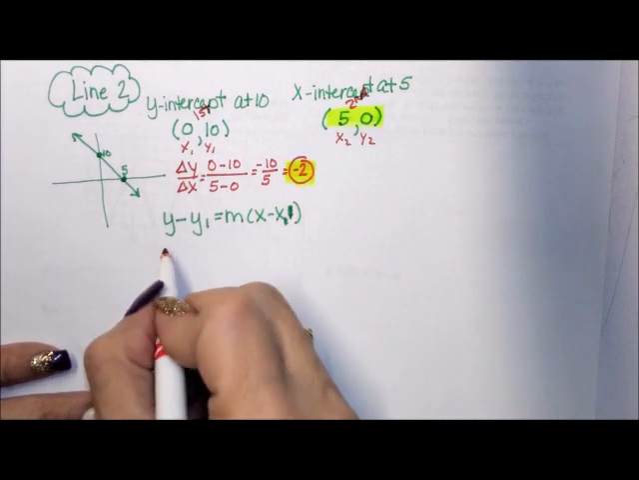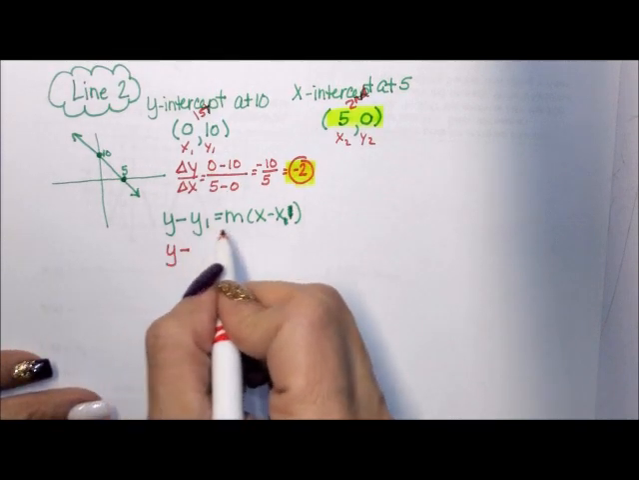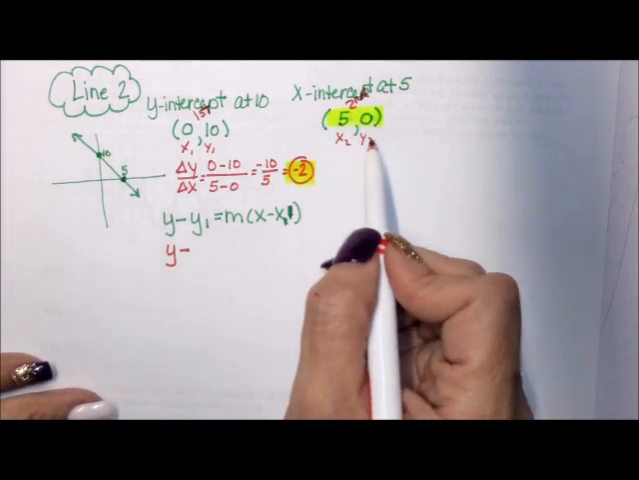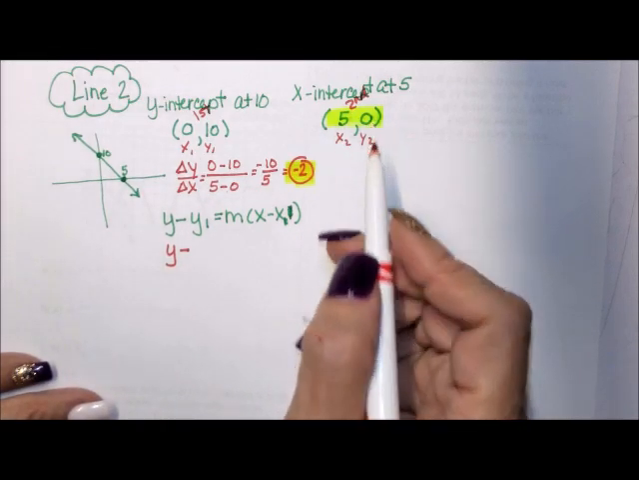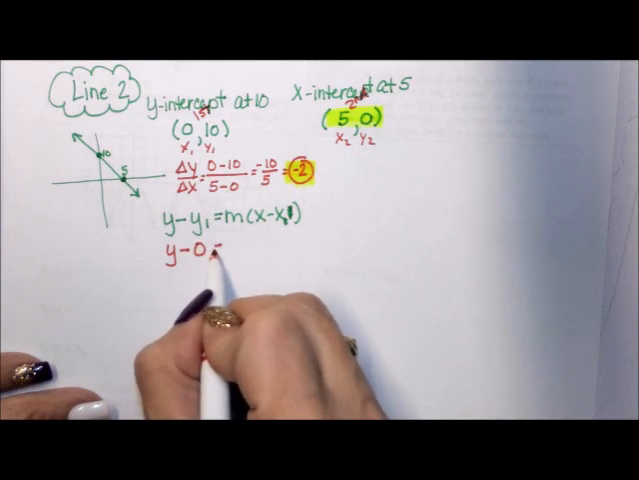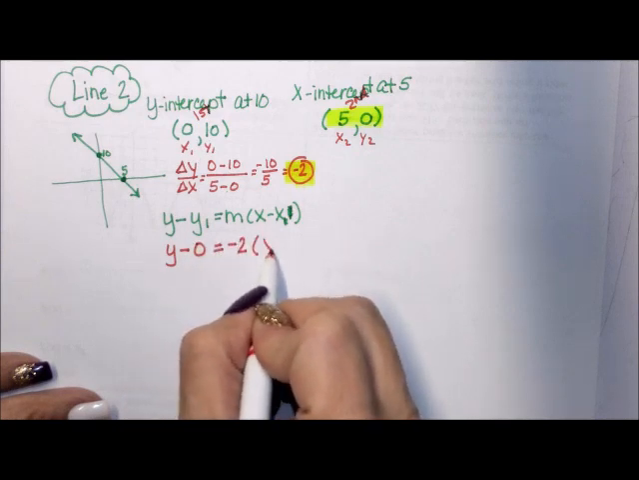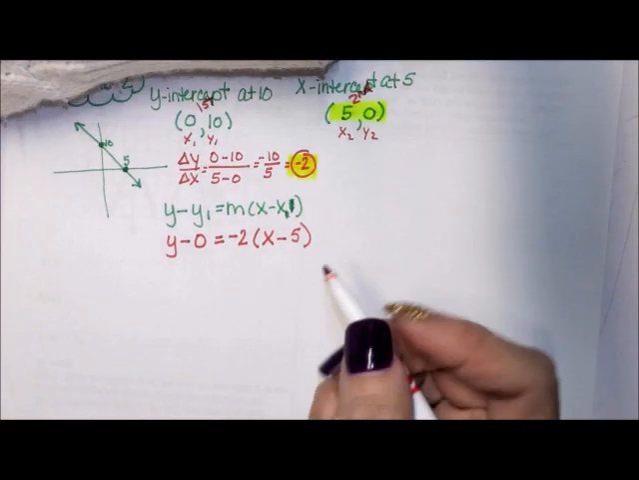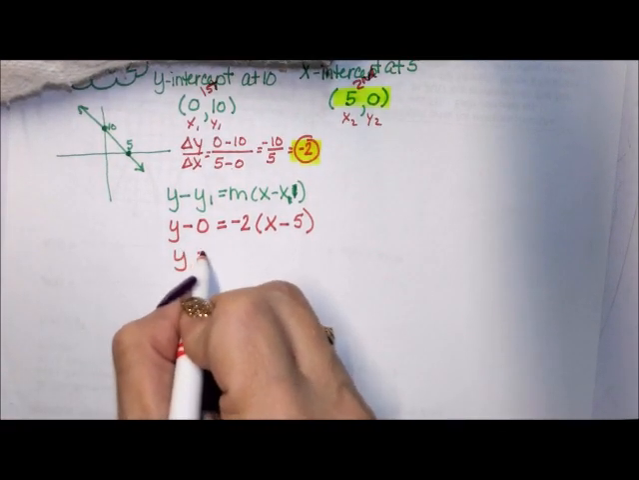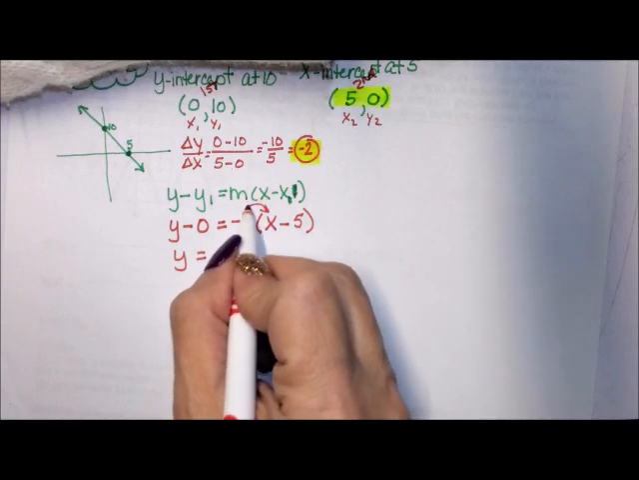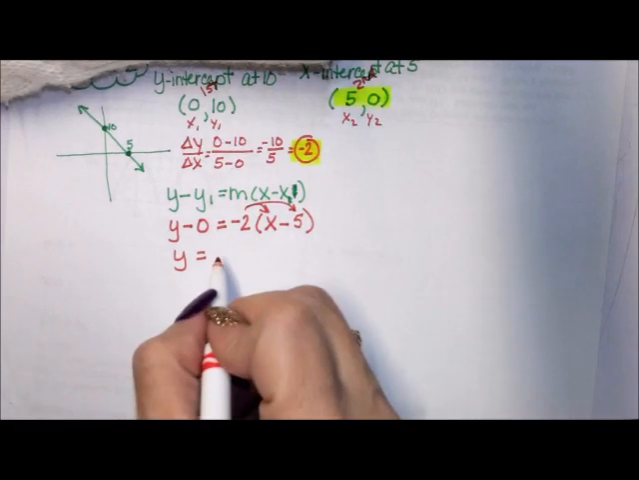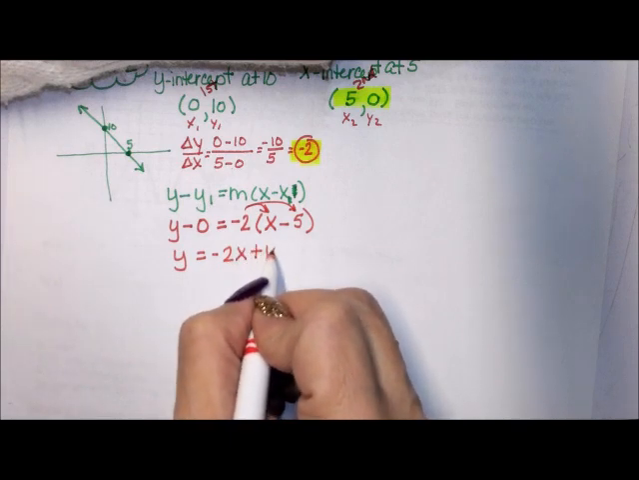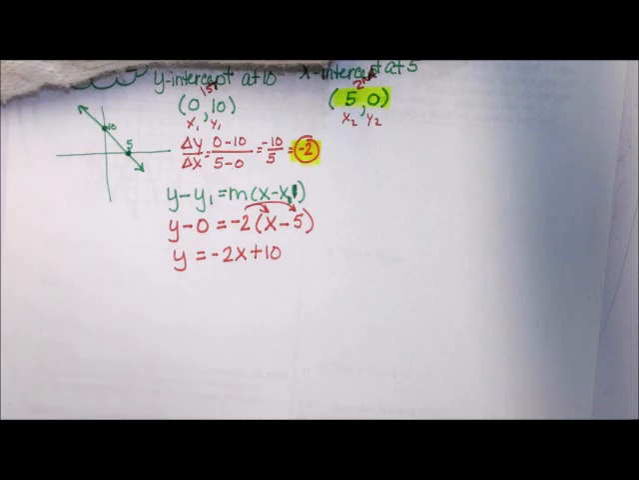Okay, so here we go. Let's plug and chug. Y minus y1 will be, well, I actually chose the other point, so we'll change those to 1s. That'll be 0 equals the slope times x minus 5. All right, so here we go. Y minus 0 is just y. Hippity-hoppity distributive property with that negative 2. Negative 2x plus 10. Good.